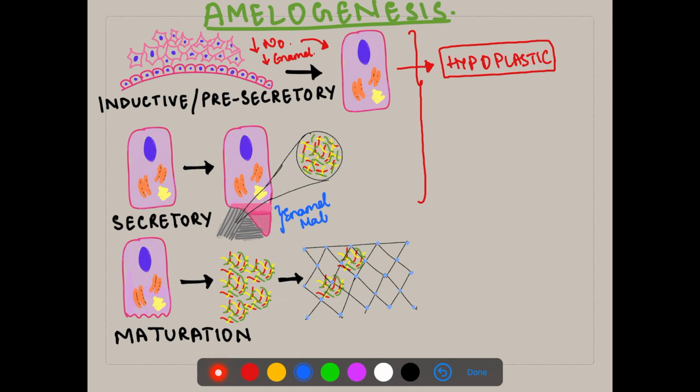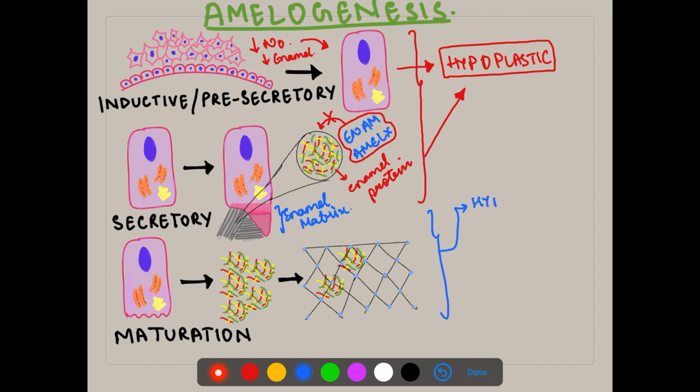Now we all know, as we have studied recently, that the two genes which encode for enamel proteins are ENAM and MMP20. Mutations in these genes can result in abnormal formation of enamel proteins, which again causes the hypoplastic type of amelogenesis imperfecta.